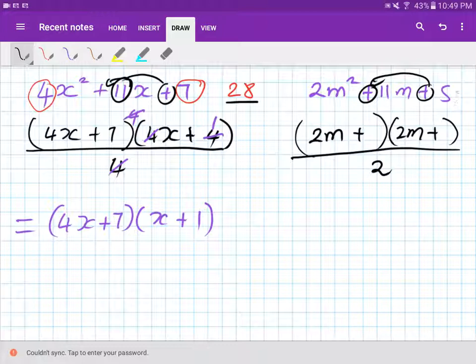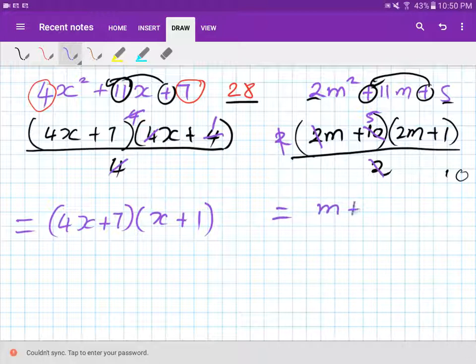So 2 times 5 is 10, correct? We look at this first. 2 times 5 is 10. So you ask yourself the question, what times what gives me 10 and adds to give me 11? So that should be 10 and 1. It doesn't matter which one it is. So I take the common factor out. The common factor is 2. I take the 2 out for this group, that cancels out, that gives me 5. Then the 2 cancels out. So your answer is m plus 5 and 2m plus 1.